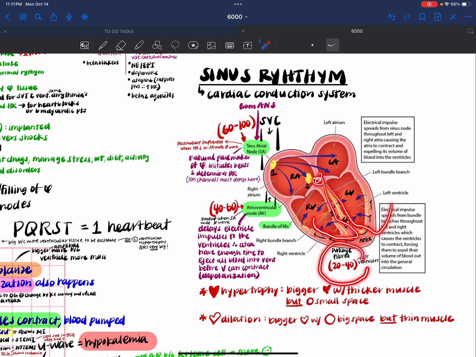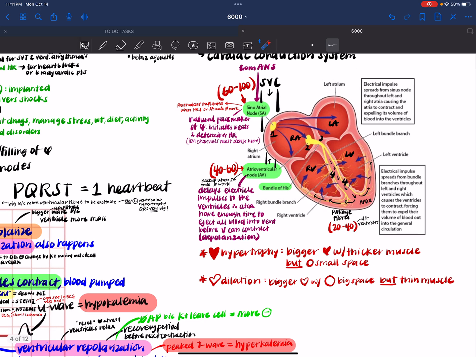Purkinje fibers have a heart rate of 20 to 40 because they have ventricles, right? More tissue, more mass to actually pump. If you have heart hypertrophy, it is due to remodeling. We talked about this a little earlier. A bigger heart with thicker muscle, but it's not enough. It still doesn't have enough space. Dilation is when the heart is big with a lot of space, but the muscle itself is thin. So dilation is different. It's almost like a balloon. And hypertrophy is like a thick, beefy muscle.